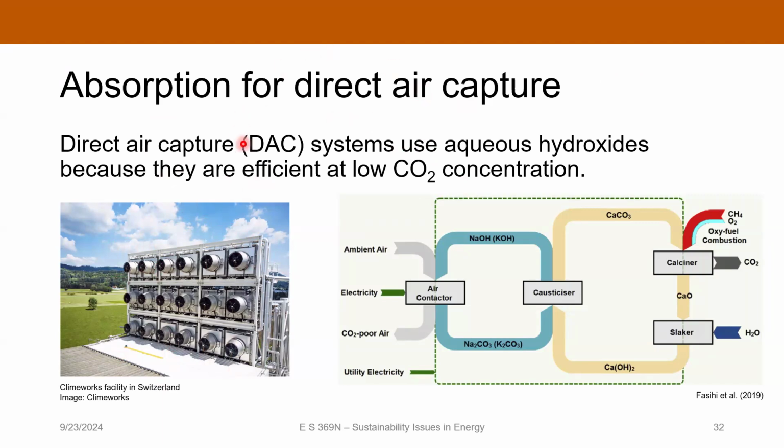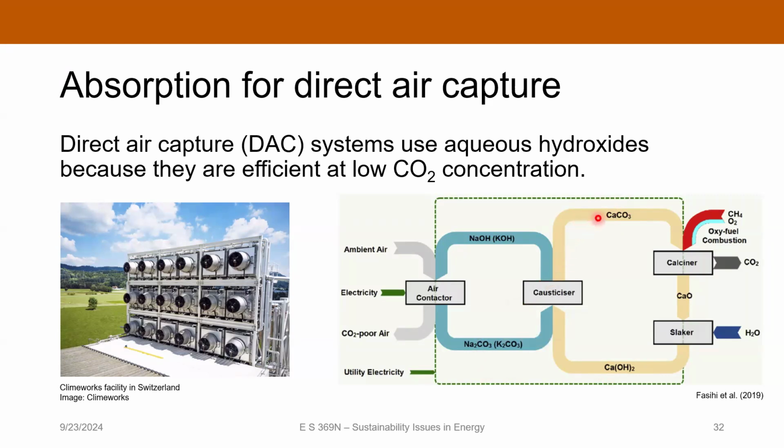And so systems that use absorption are going to use these chemicals called aqueous hydroxides. It's usually either sodium or potassium hydroxide. The way it works is that the air contactor is over here, and you've got aqueous hydroxide in that contactor. That will react with the CO2 to form some kind of a carbonate. And that'll go through a process called causticizing, which mixes this lime with the product of your carbonation reaction.